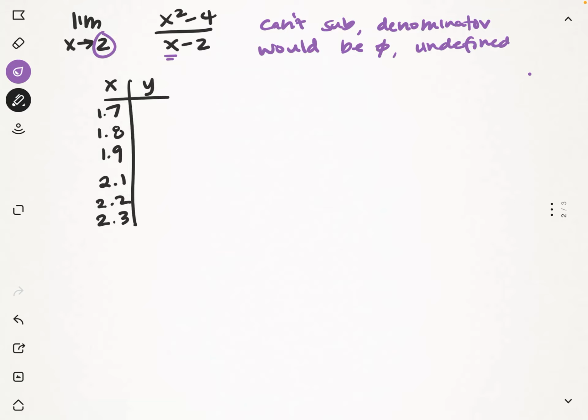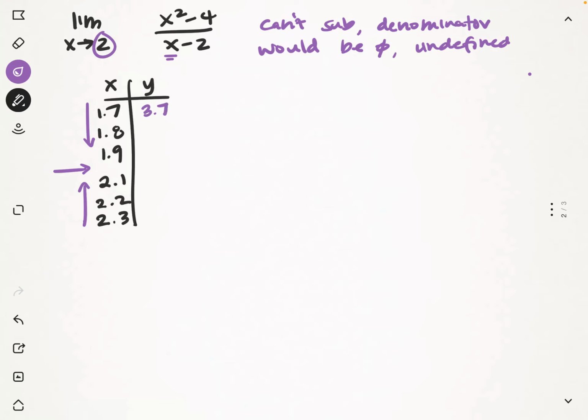Now, let's start doing what we did last time. Notice again, we have our 2 in the middle because we're trying to find the limit at 2, and we have some numbers that are less than 2, approaching 2, and some numbers that are greater than 2, approaching 2. We're just going to plug in those values to our function and see what we come out with. So we're going to do 1.7 squared minus 4 divided by 1.7 minus 2, and we get 3.7.